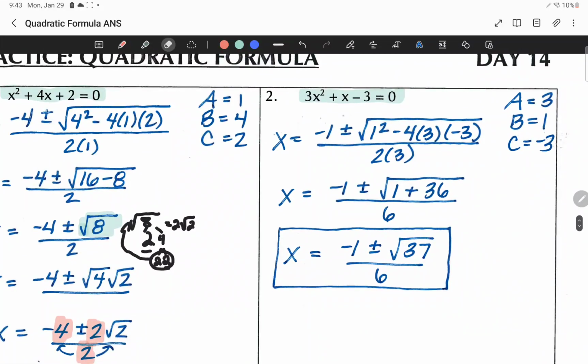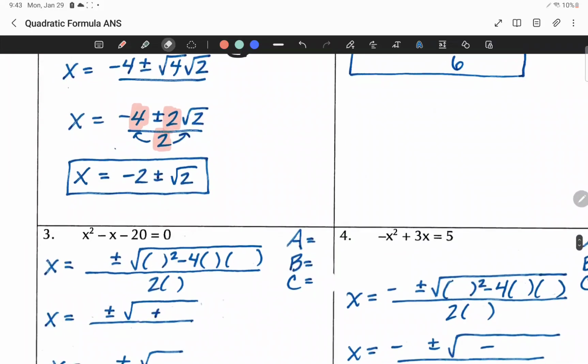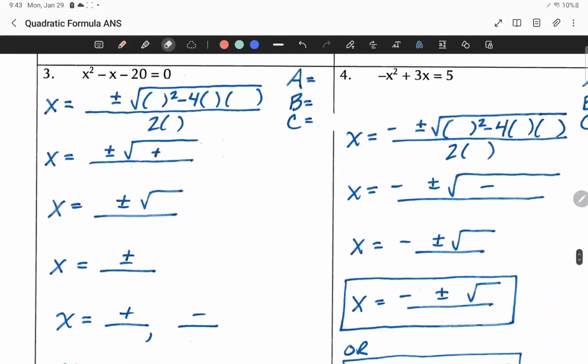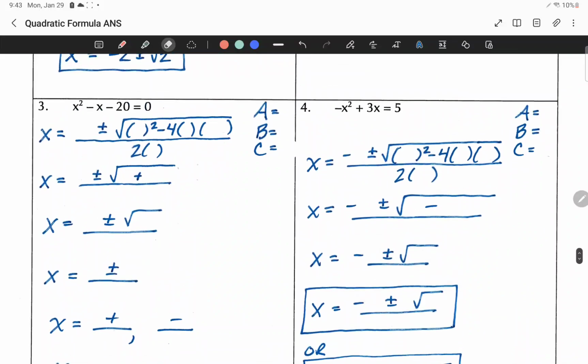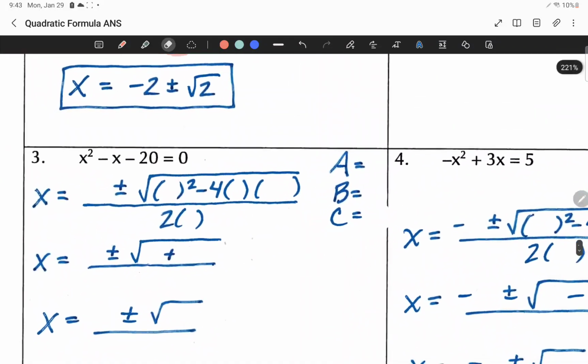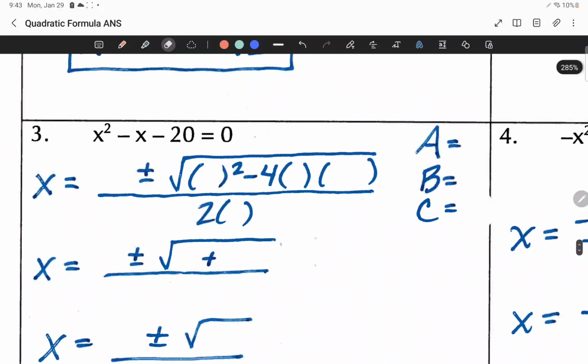Pretty easy. Now let's go to number 3. Number 3 is right here. This one's pretty long. But first, we need to verify that my trinomial is in standard form. I can see it is in standard form, so we can start. A is going to be 1. B is going to be -1. And C is going to be -20. Those are all my numbers respectively.